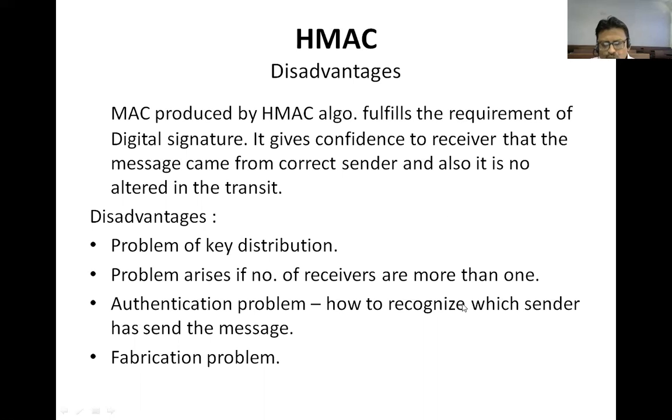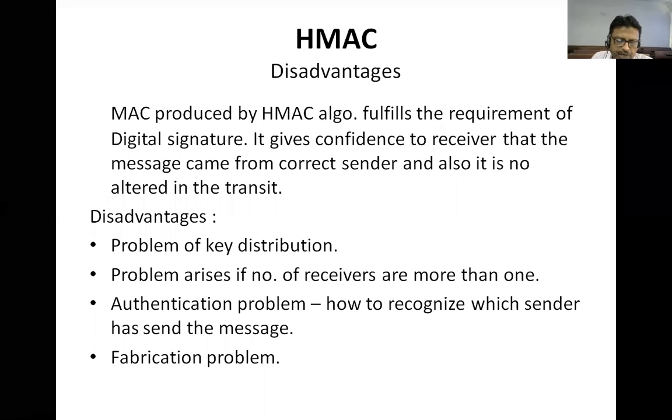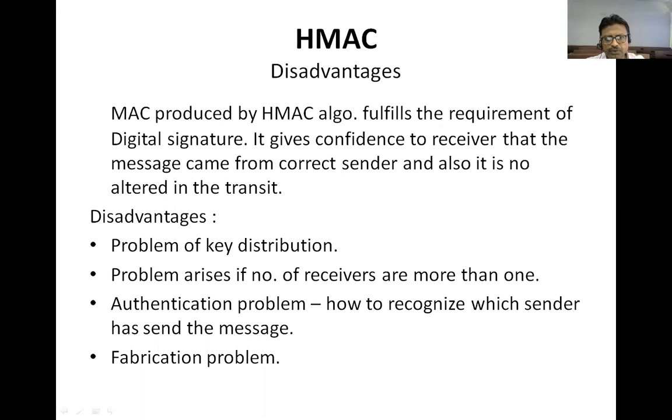Suppose this problem is also solved. First problem is solved, second is also solved, third is also solved. Then the fourth one is the biggest problem, that is the fabrication problem. For the fabrication problem, I can give you an example. Suppose there is a customer of the bank, and the customer is using the shared symmetric key. Whenever any transaction is required, the sender encrypts the message along with the MAC value and sends it to the bank, and the bank does the transaction.